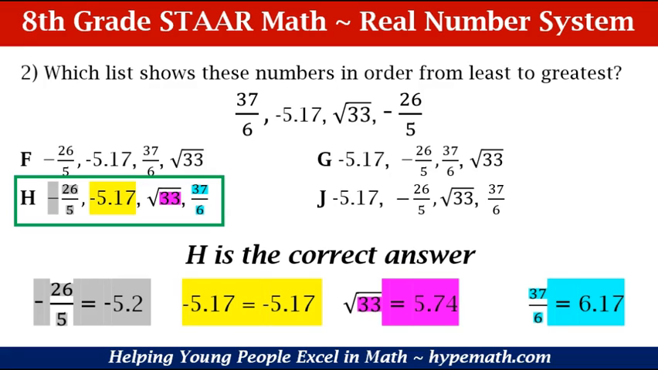So let's take a look. If we're ordering from least to greatest, we have negative 5.2 is our smallest number. Remember, when you are dealing with negative numbers, the larger the negative number, the smaller it actually is. That is why negative 5.17 is next, because it's greater than negative 5.2. Next is the square root of 33, which is 5.74. And lastly, we have 37 over 6, because its decimal place value is 6.17. So our correct answer is H.